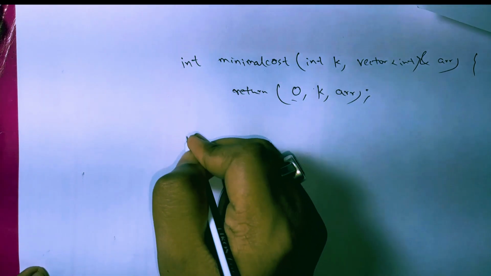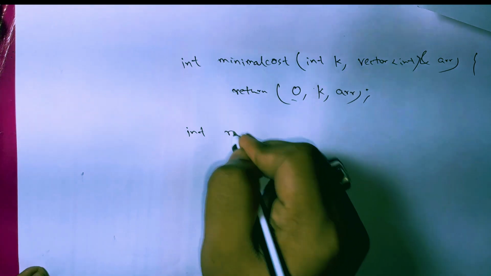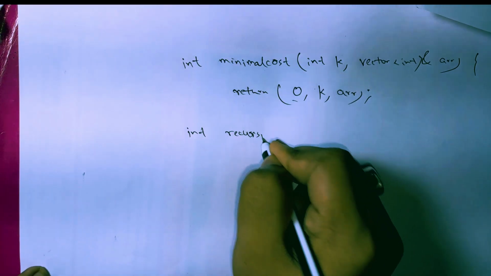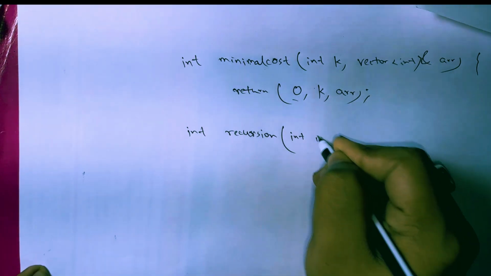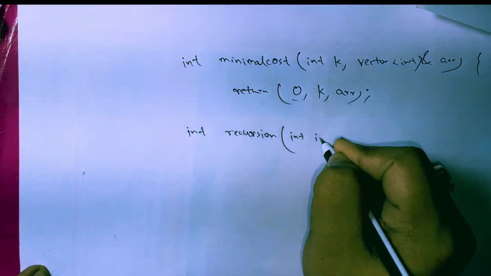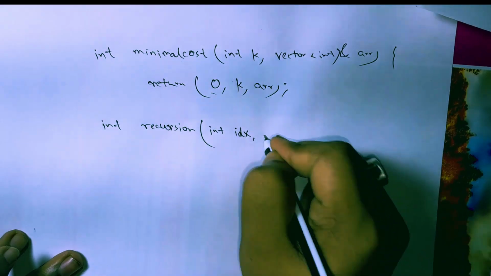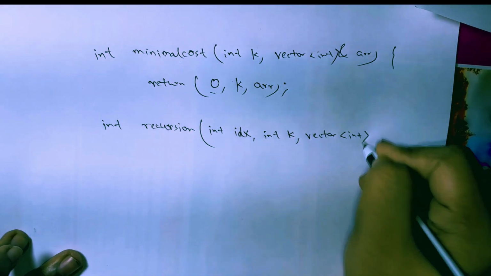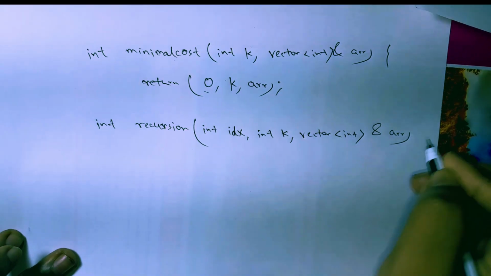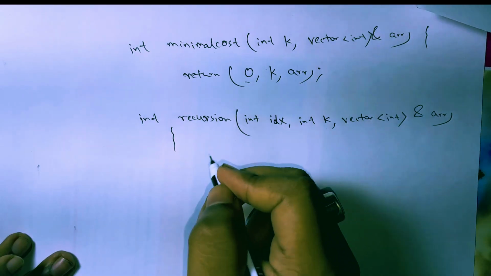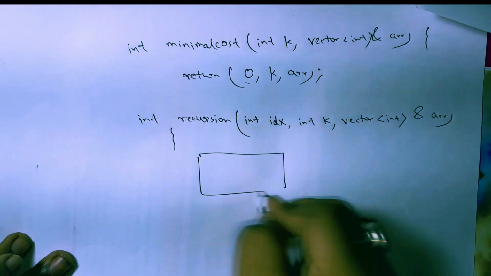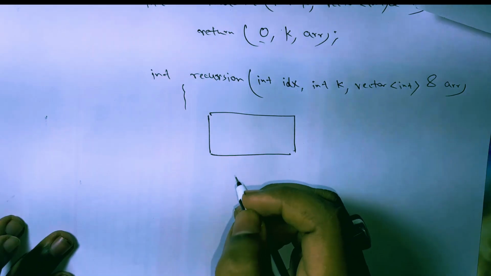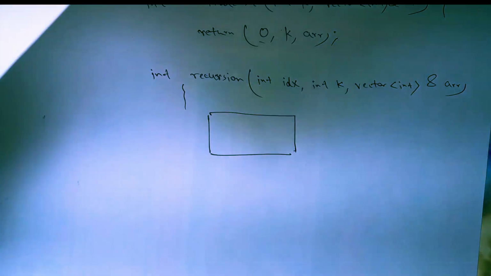So my recursion function will be like this: recursion, int index, int k, vector int array. This is my recursion function. This is my base case. I have not written this at first. I will go to the main coding part.